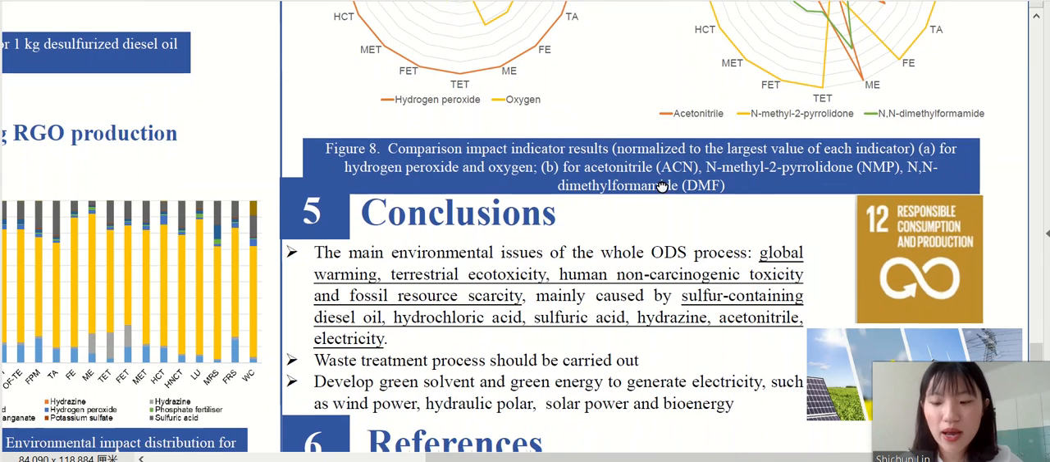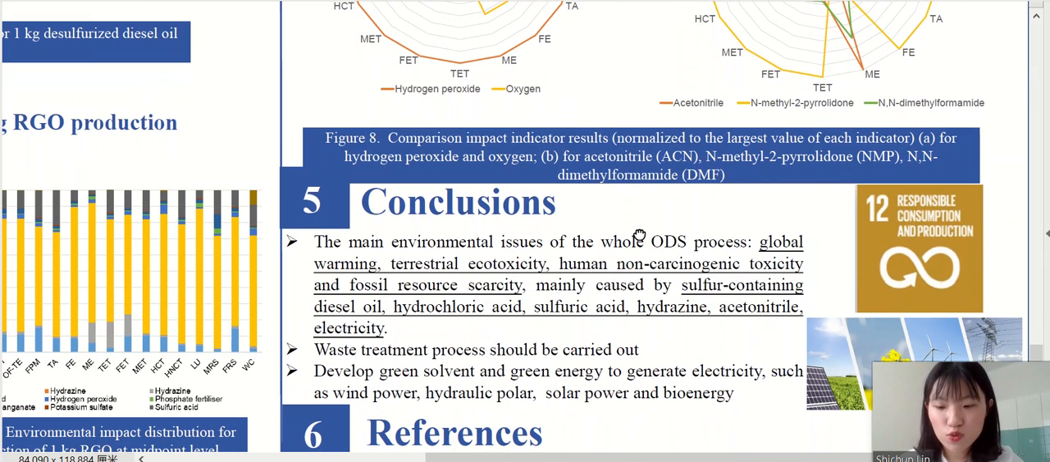Then come to the conclusion part. As mentioned before, there are 3 main environmental impact damage categories in the whole ODS process. In order to achieve sustainable goals, developing green solvents and green energy are very important in these studies. And that's all for my presentation.